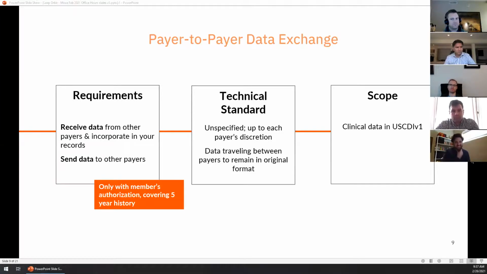Random thoughts. No, I think it's interesting. I think the payer-to-payer piece in particular will be really important competitively, to do this well and to do it relatively quickly.